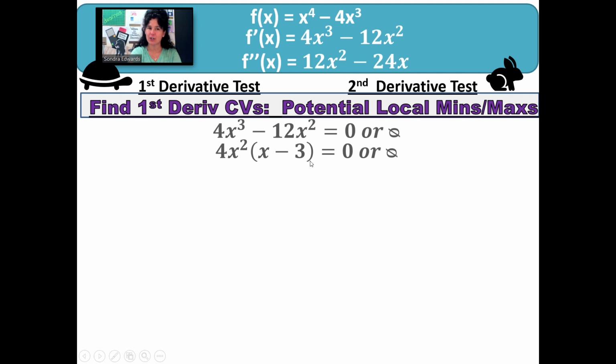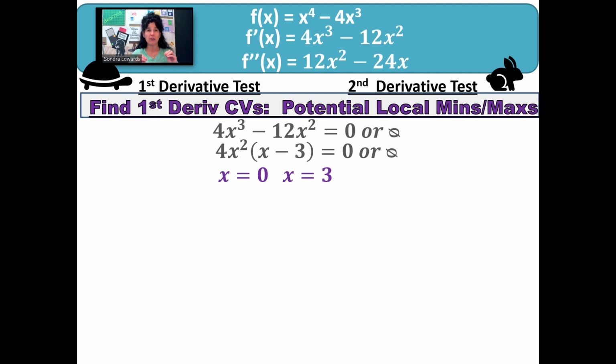I'm going to factor it, so I factored out a 4x squared to start solving. Then if I set 4x squared equal to 0, divide by 4, square root, we're going to get 0. Set x minus 3 equals 0, and we're going to get 3. So it turns out the numbers that make the first derivative equal to 0 are 0 and 3, and there are not any numbers that make the first derivative undefined. Our critical values, first derivative critical values, are 0 and 3.